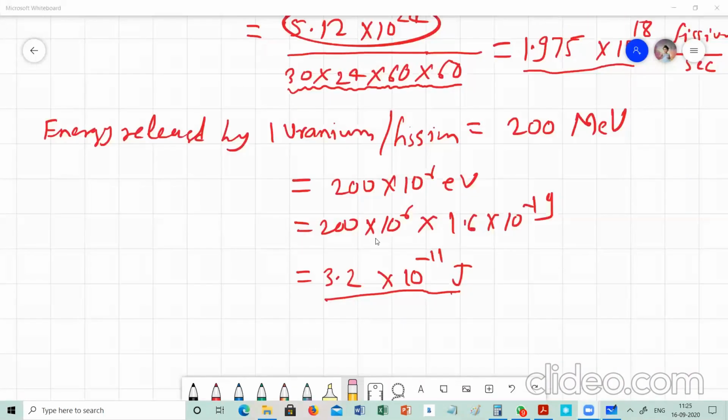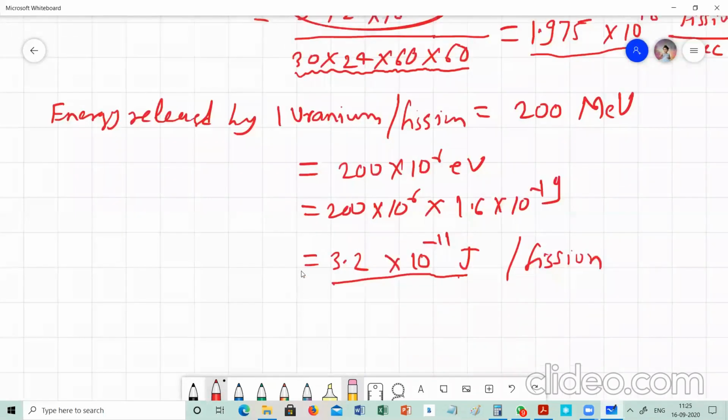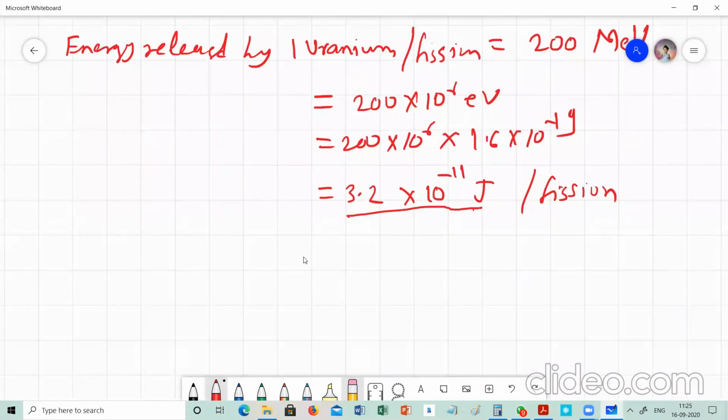Now we have calculated the energy released by one uranium in a given fission. They gave 200 mega electron volt, and we have converted it into joules. I will write here 3.2 into 10 raised to minus 11 joules per fission. That means during a fission reaction, one uranium atom will generate 3.2 into 10 raised to minus 11 joules of energy.